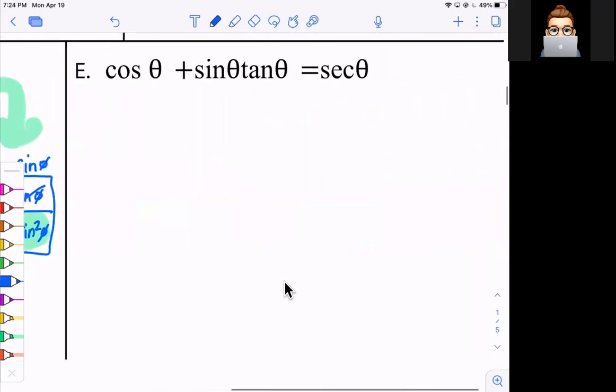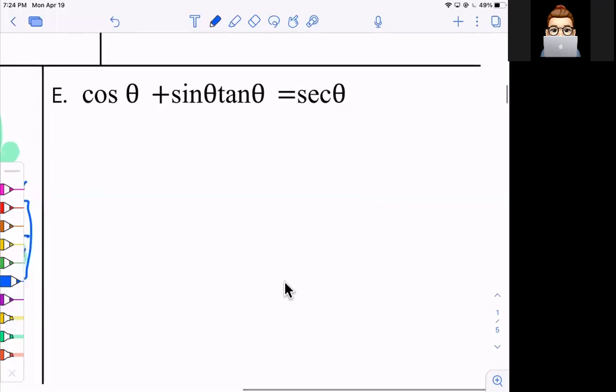All right, last one. This is our most challenging one today. All right, so this is the easier side. I'm going to try to leave that as much as I can. This is my harder side. Start here with sine theta times tangent. I'm going to turn that into sine theta over cosine theta.